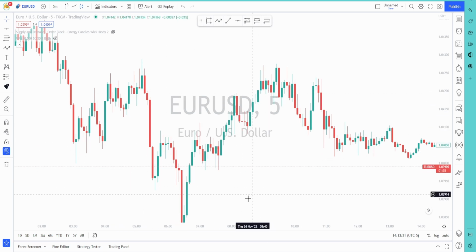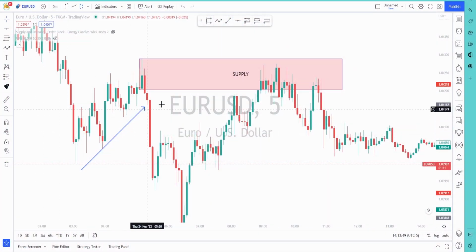Now, when we look at this, you're trying to find the best spot where price is likely to change direction. You can see price bounces all over the place. You can look at higher time frames for confluence. But when we're looking just strictly at the 5-minute chart, where do you get in?